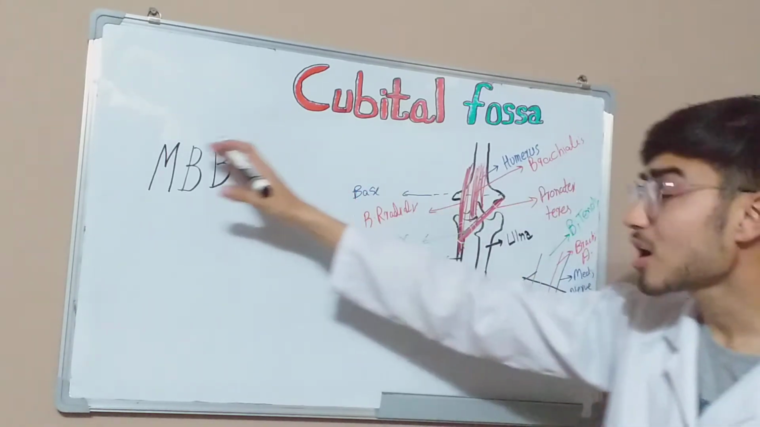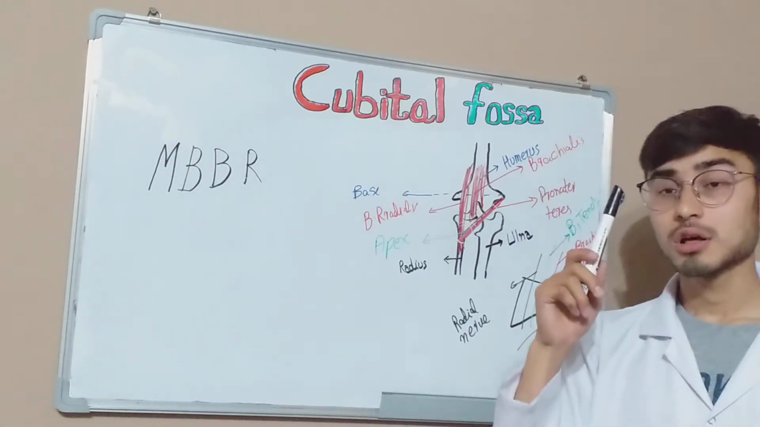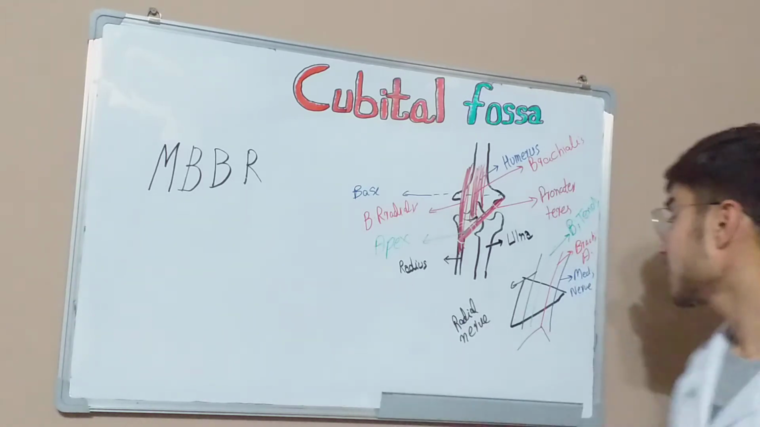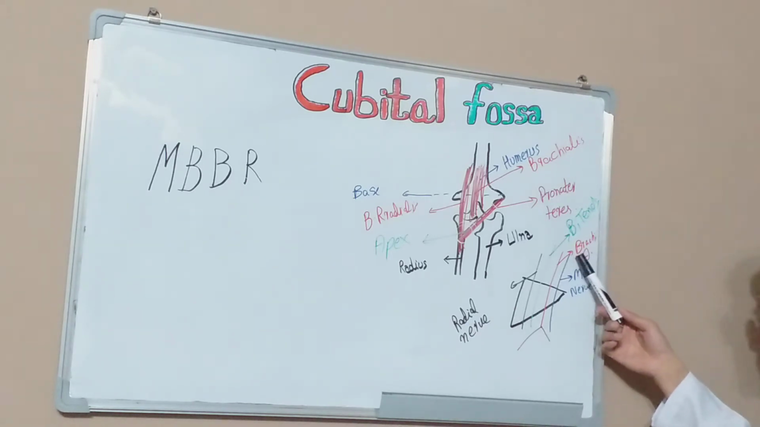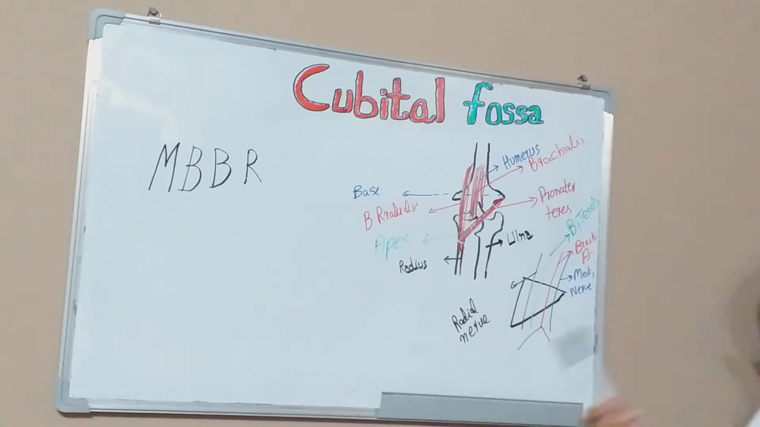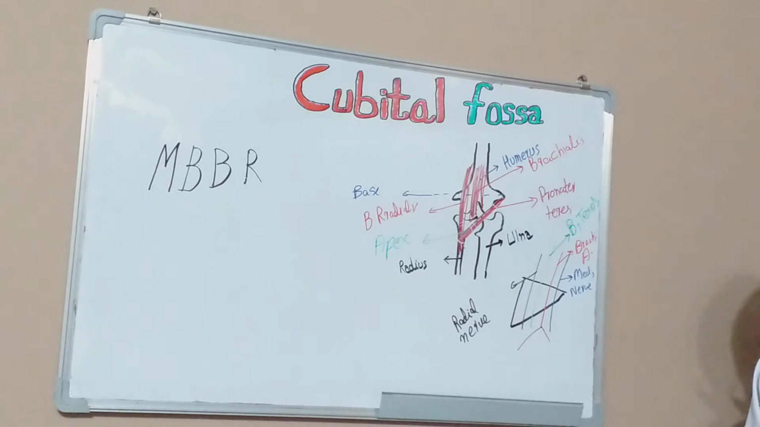So these are all the contents of the cubital fossa. We have 4 deep contents of the cubital fossa: the median nerve, most medially. Just lateral to it, we have the brachial artery. Then we have the bicipital tendon, and most laterally we have the radial nerve.